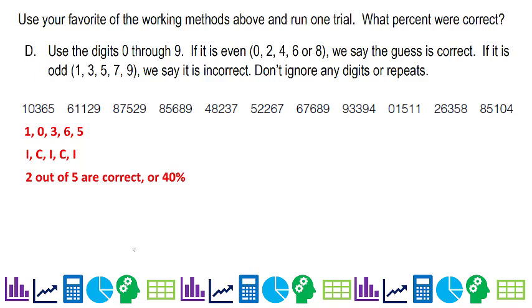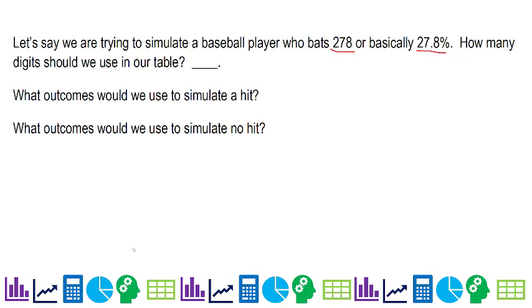All right, so let's say we are trying to simulate a baseball player who bats .278, or basically 27.8%. Now, I would not expect you to know what to do with .278 unless you're a baseball fan. When someone bats a .278, that means on average they get 278 hits out of 1,000. Well, if I change that to percent, it's 27.8%. How many digits do we have in there? You can see there are 3 digits, either way you look at it. So I'm going to use 3 digits in my random number table.